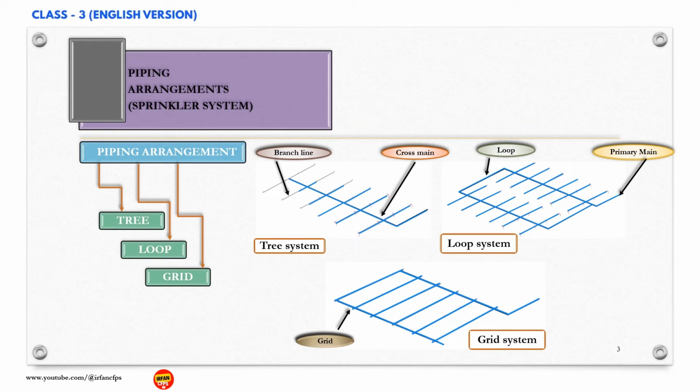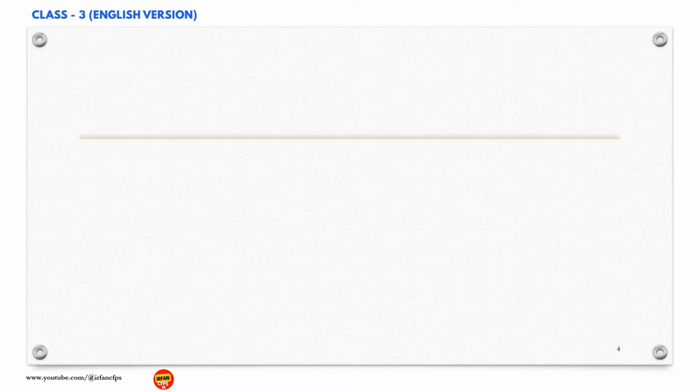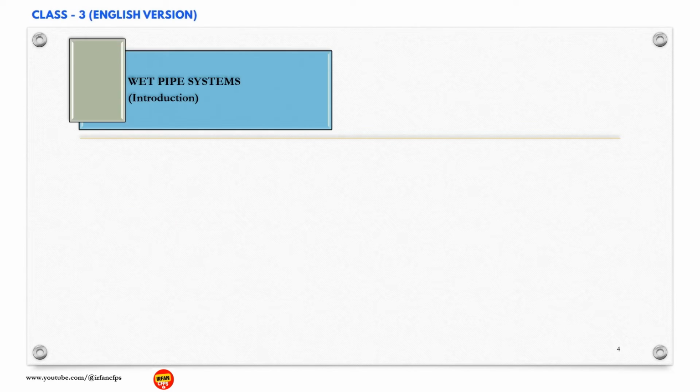However, in dry type pipe systems, grid systems are not allowed since they are subject to excessive time delays for water to reach the operating sprinkler because water can flow through many paths. Let us discuss our main topic, wet pipe sprinkler systems.